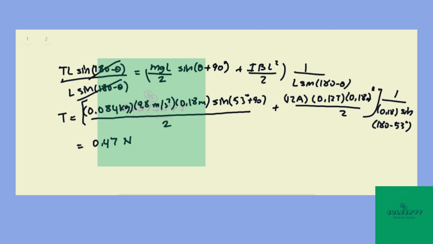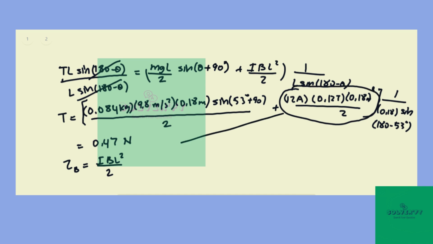Now, also in the problem, it's asked that we calculate the torque generated by the magnetic field. So it's going to be IBL squared over 2, something that we already calculated along the way. So it's basically the answer to this part. Maybe I don't really need to rewrite it. You can plug this in here. So what we're getting is something like 0.023 newton meters for the torque generated by the magnetic field.